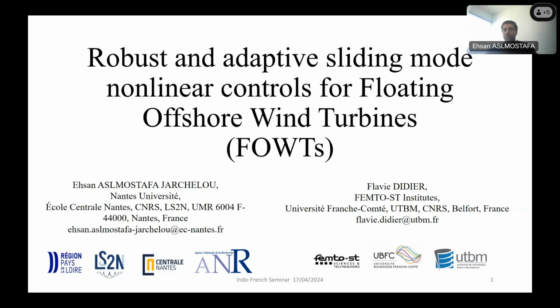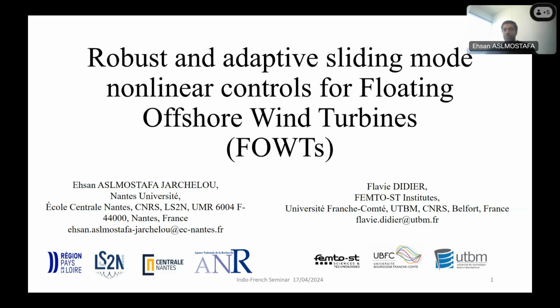Floating wind turbines, or actually all wind turbines, work in 4 different regions. The first region is region 1, in which the wind speed is less than the cut-in wind speed. So the wind speed is not enough to produce power, and in this case the wind turbine is just stopped.